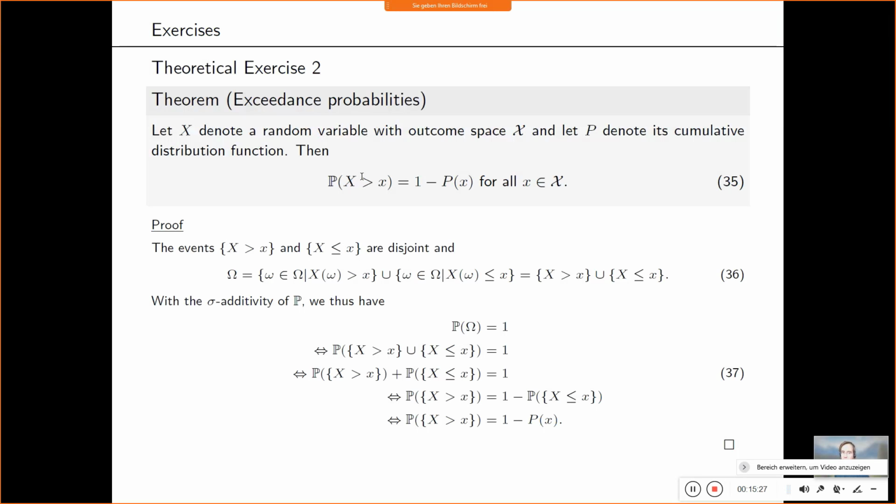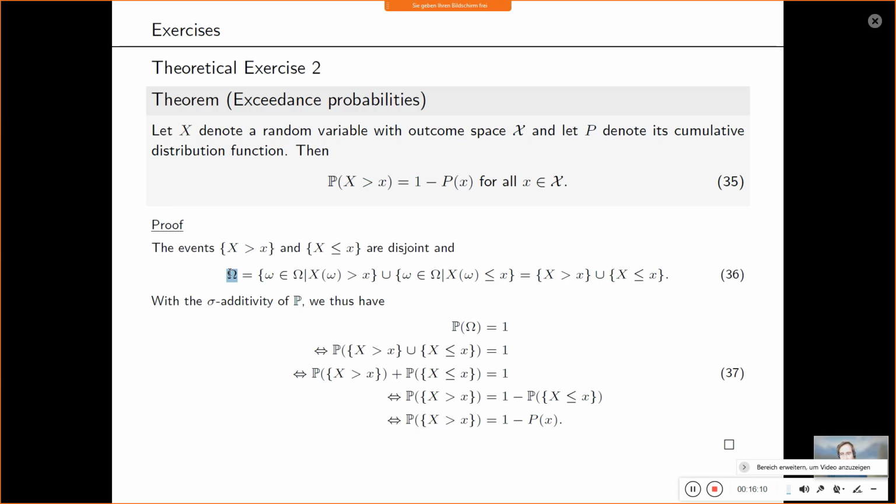So let x denote a random variable with outcome space calligraphic X, and let P denote its cumulative distribution function. Then the probability that x is larger than small x equals 1 minus P(x) for all x. How can we show this? Well, the event that x is larger than x and the event that x is smaller or equal to x are disjoint, because this is strictly larger, and this is smaller or equal to, and they refer to the omega which are mapped by x(omega) to values larger than x or to values smaller or equal to small x.